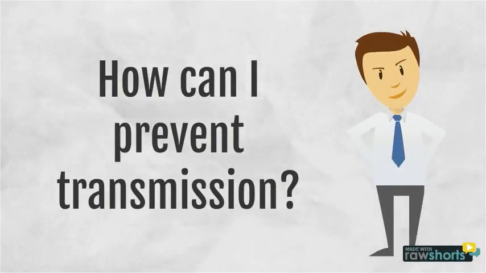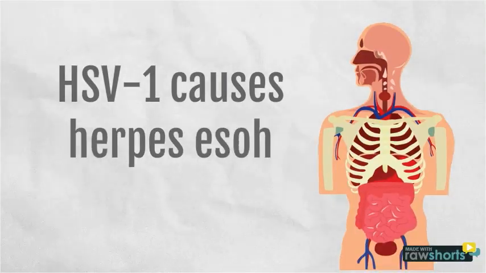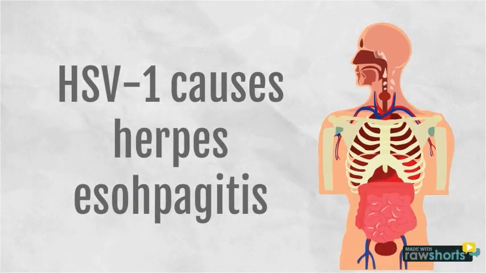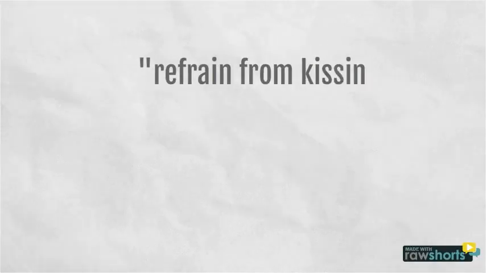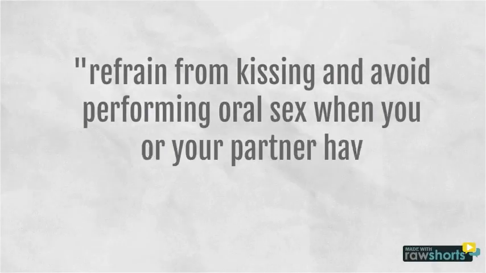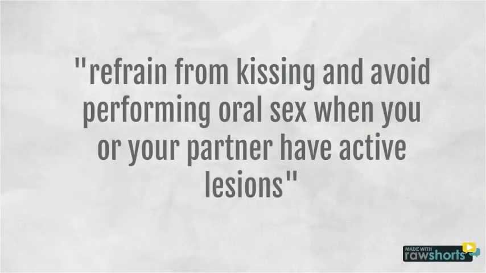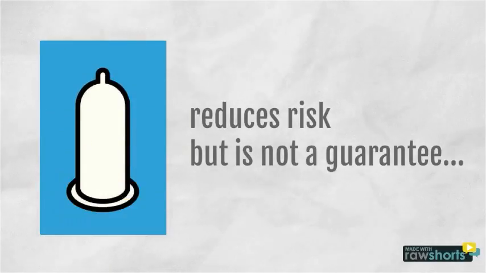How can I prevent transmission to my partner? HSV1 is a virus that is found in herpes esophagitis, as it mainly affects the eyes, throat, mouth, and brain. As this virus can be transmitted through direct skin-to-skin contact, both orally and genitally, it is vital to remember to avoid performing oral sex when you or your partner have active herpes lesions on or near your mouth or genitals. The use of condoms may reduce the risk of transmission. However, this is not a guarantee.